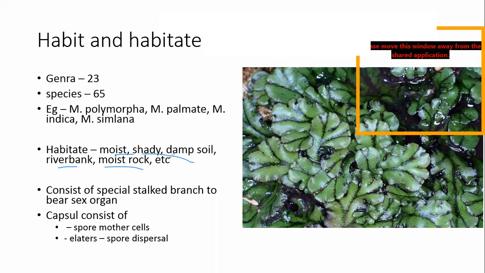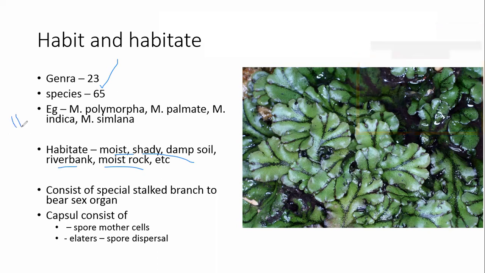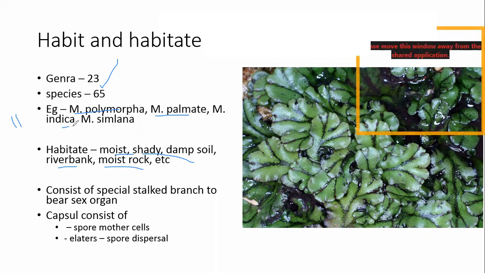Okay. So this Marchantia has around 23 genera and 65 species. In that, 11 species are found in India, which includes Marchantia polymorpha, Marchantia palmata, Marchantia indica, Marchantia simlana. Okay, these are the species which are found in India. There are different other species. Marchantia polymorpha is one species which is found on the river banks of Kaveri.